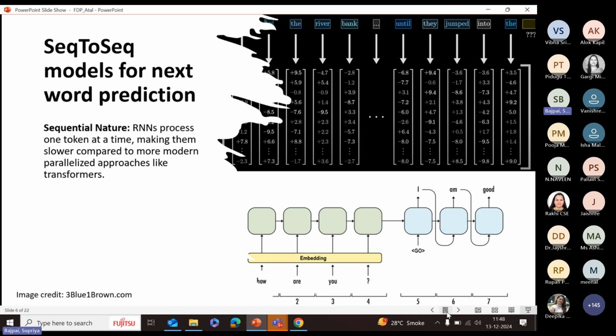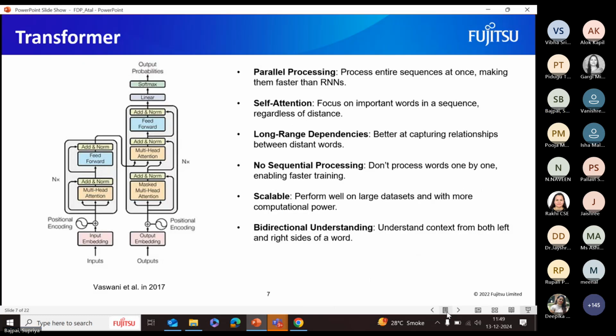So basically, if you see, such types of architectures were used for machine translation, summarization, and next word prediction. They can do almost everything by sequential learning of the language. Now came the transformer. The transformer was introduced by Vaswani et al. in 2017 by Google.